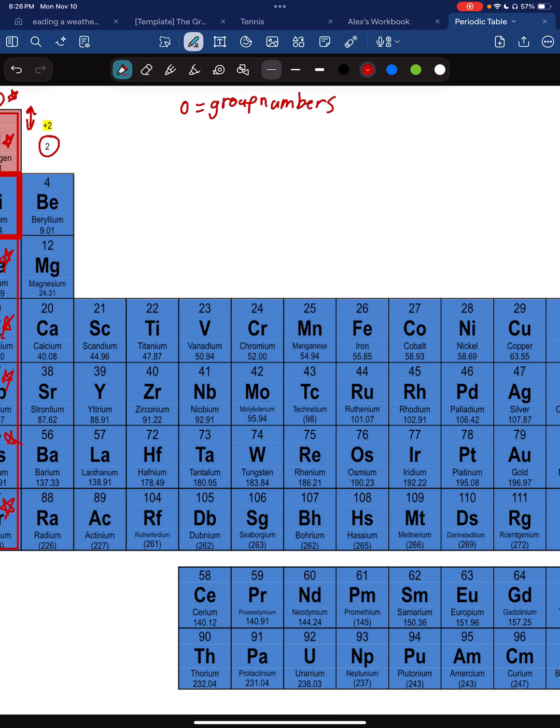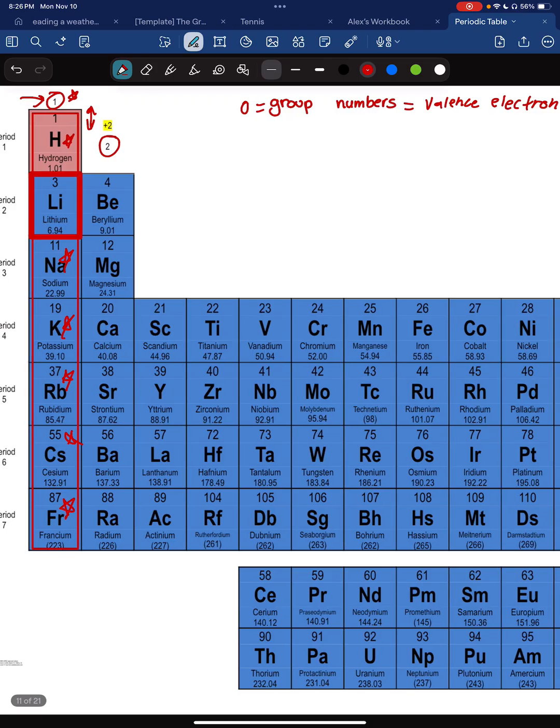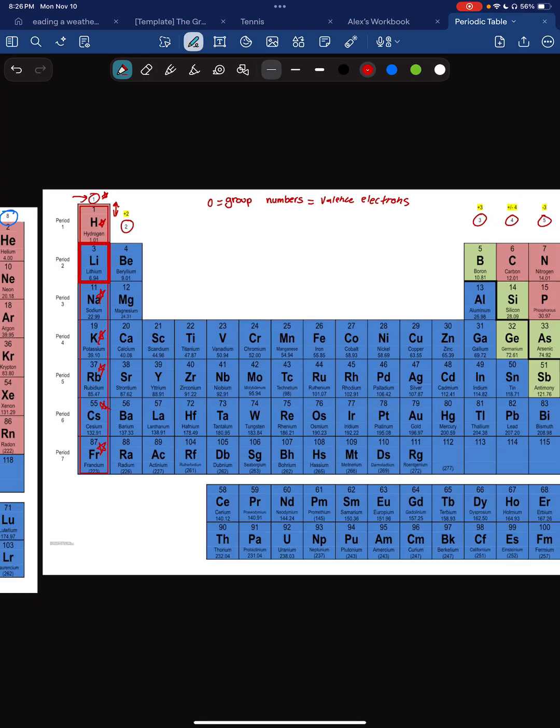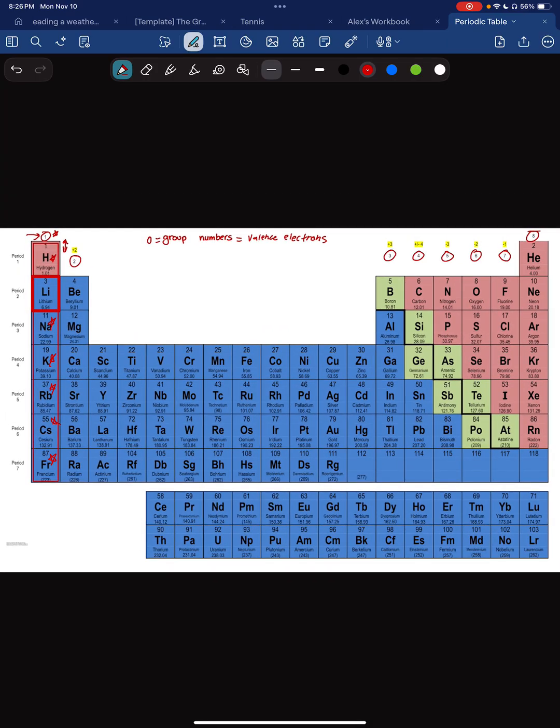Okay. And your group numbers, what they tell you is how many valence electrons there are in an orbital of an atom. So we got our group numbers. Our group numbers tell us how many valence electrons. So let's take care of that for now.